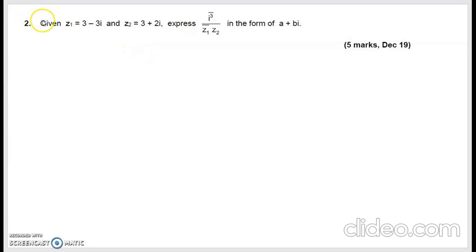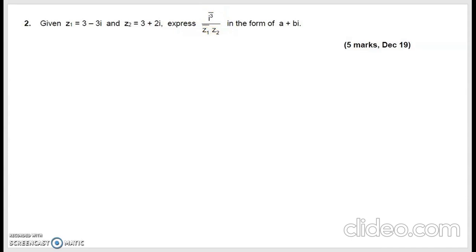Now we look at question 2, which involves complex numbers. Given z1 is equal to 3 minus 3i and z2 is equal to 3 plus 2i, express the conjugate of i power of 3 over the conjugate of z1 and z2 times z2 in the form of a plus bi. This means that from this division of complex numbers, we need to change into standard form. So first, what we should do is try to reduce i power of 3.